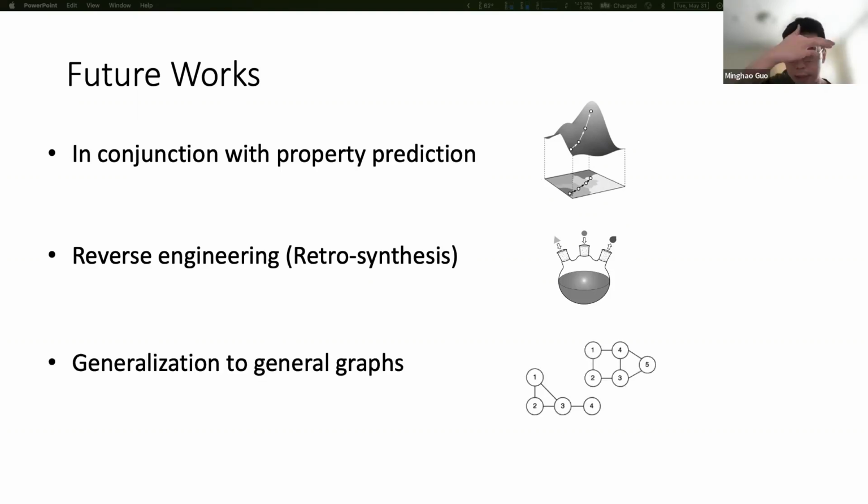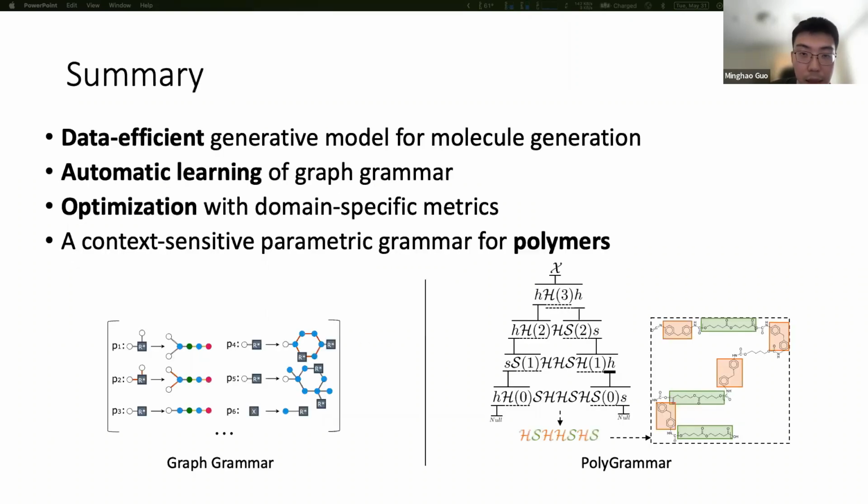And also that this grammar is actually a kind of generalized representation, and ideally it can be deployed for any general graphs beyond chemistry, like 3D meshes, or even social networks, or even robotic designs. And this is a summary of the whole of my talk.